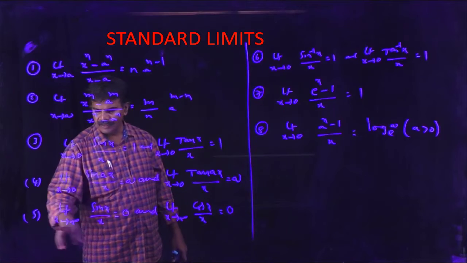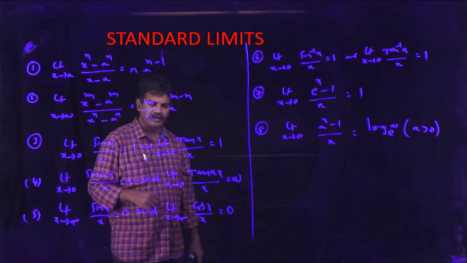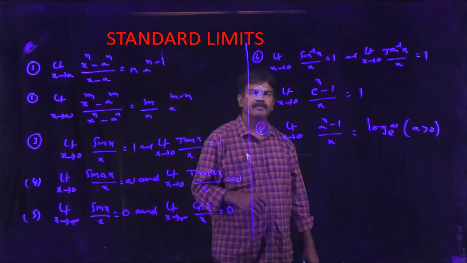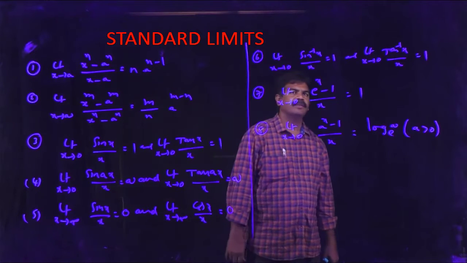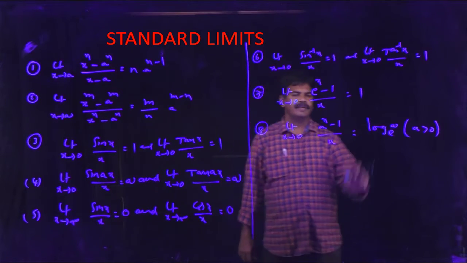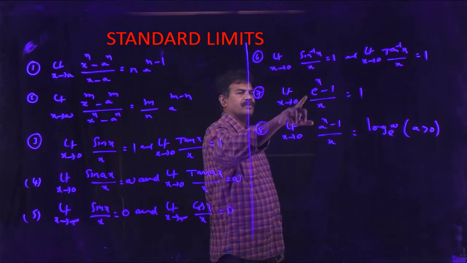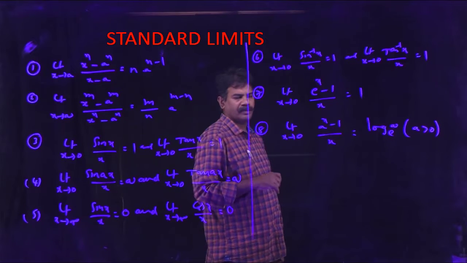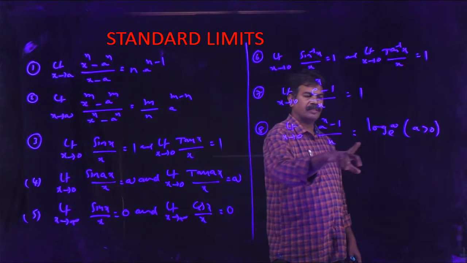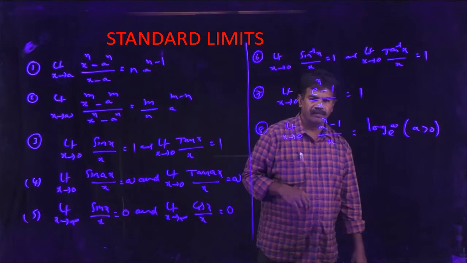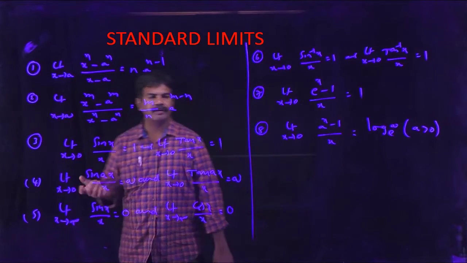The fifth one is limit x tends to infinity, sin x by x is equal to 0, and limit x tends to infinity, tan x by x is equal to 0. And the sixth one is limit x tends to 0, sin inverse x by x is equal to 1, and limit x tends to 0, tan inverse x by x is equal to 1. Next, the seventh one is limit x tends to 0, e power x minus 1 by x is equal to 1. The eighth one is limit x tends to 0, a power x minus 1 by x is equal to log a to the base e, where a is greater than 0. These are the formulas to evaluate the given limits.